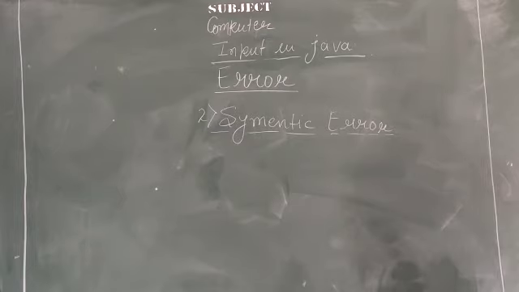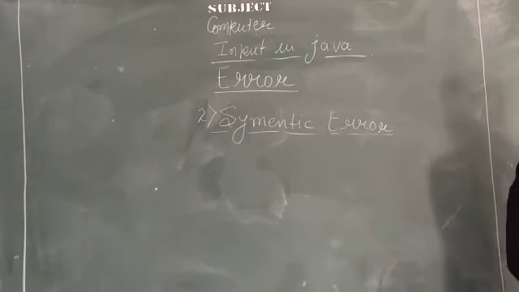Systematic error is nothing. If it becomes systematic, then no error will come. Okay, this is semantic error. Any problem in writing? Oh, sorry, in spelling. What is the spelling?